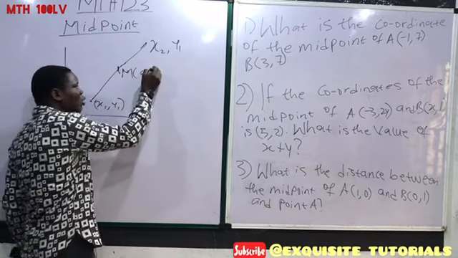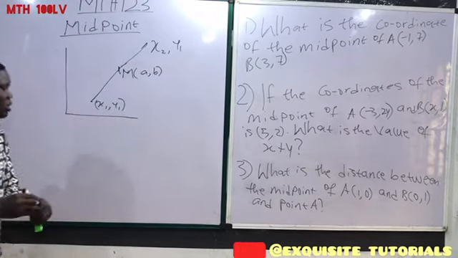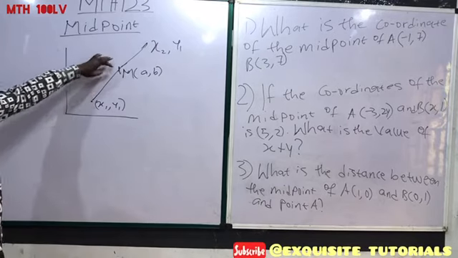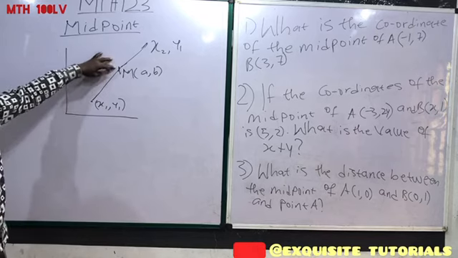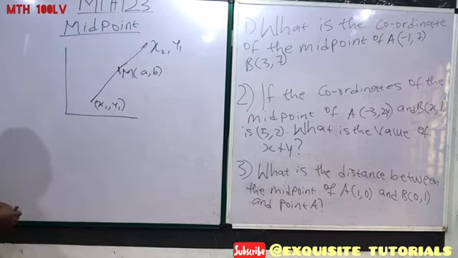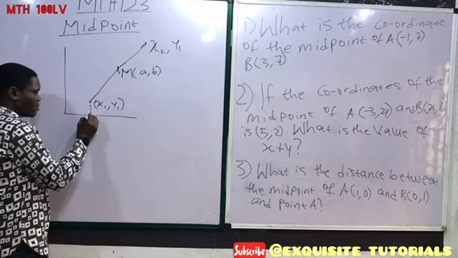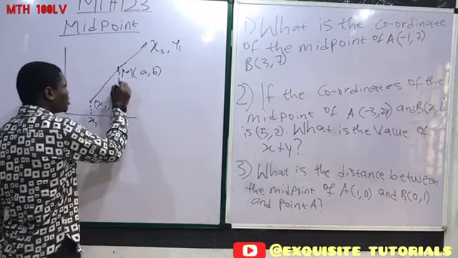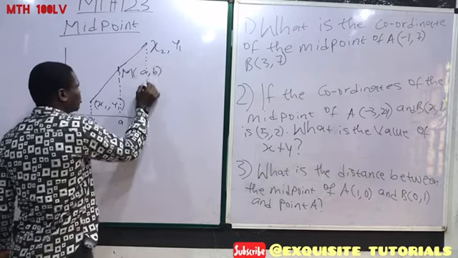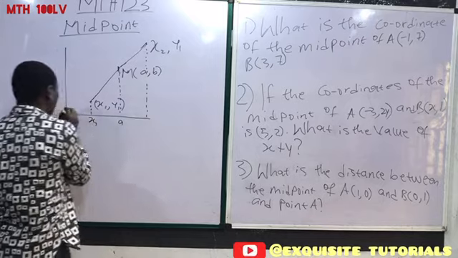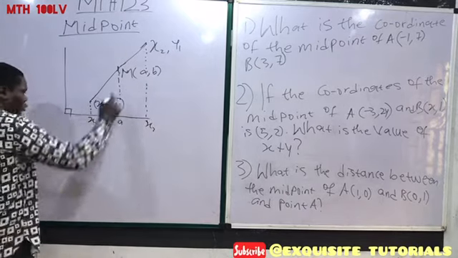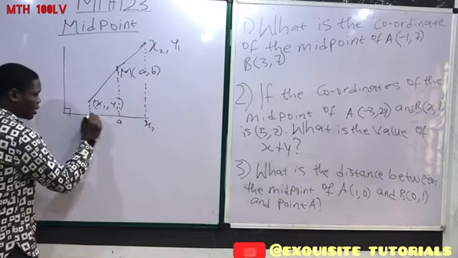Let's say it is A, B. We do not know the coordinates yet. So we can agree that since this is the midpoint, the distance from here to here is equal to the distance from here to this point. So let me draw this down. This is x1. If I draw this down, this is point A. And if I draw this down, this is point x2.